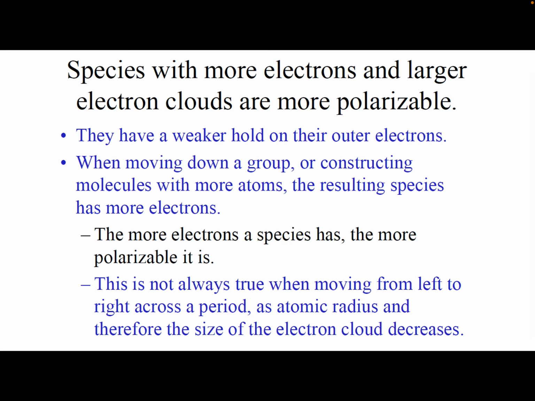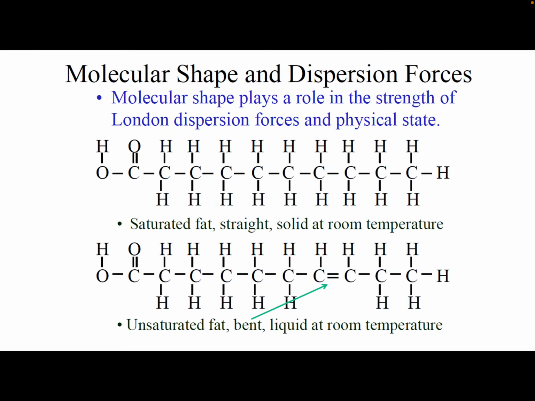So species with more electrons, larger electron clouds are more polarizable. Again, remember, more polarizable. They have a weaker hold on their electrons. Remember, when we move down a group, those electrons are farther and farther away from the nucleus. So the more electrons a species has, the more polarizable it is. This is as we go down a group. This is not always true when you go from left to right, because you remember the atomic radius decreases, and so the electron cloud is actually smaller. But molecules are definitely more polarizable as you move down the periodic table.